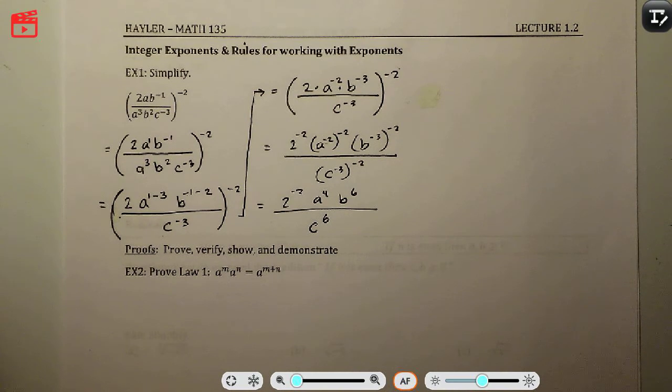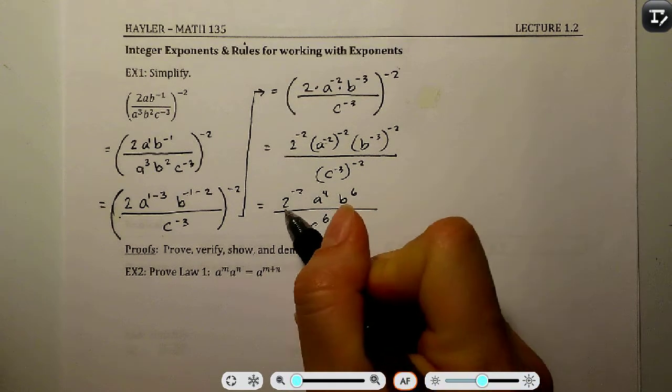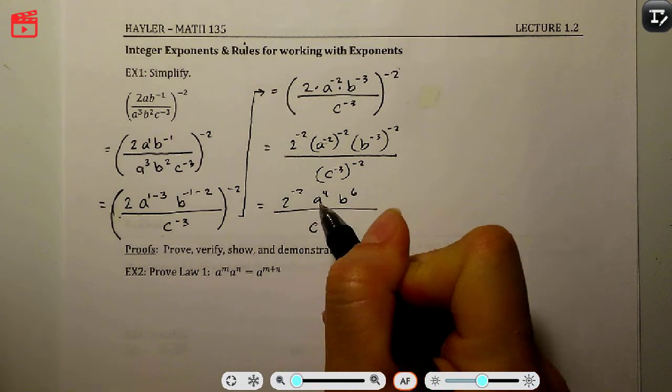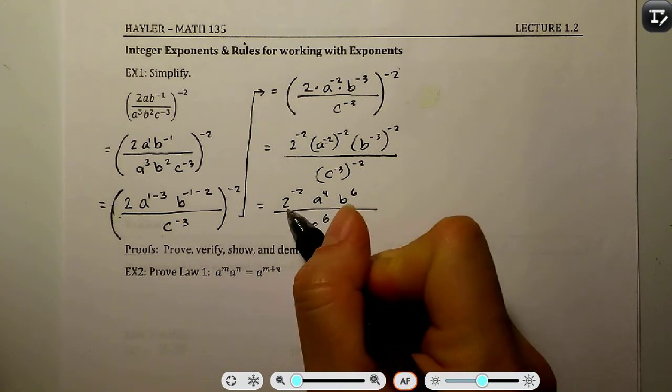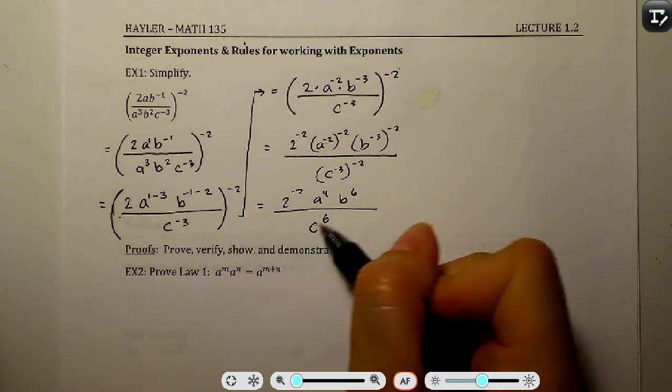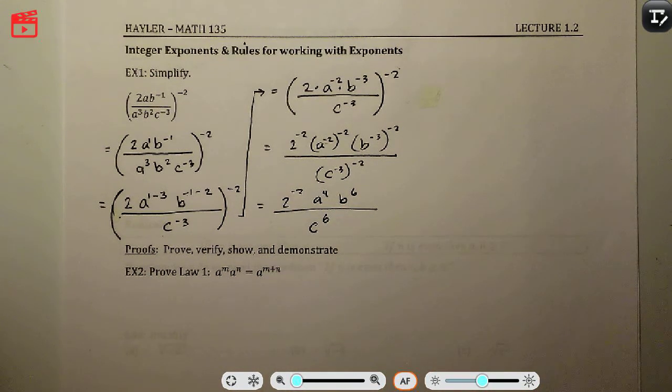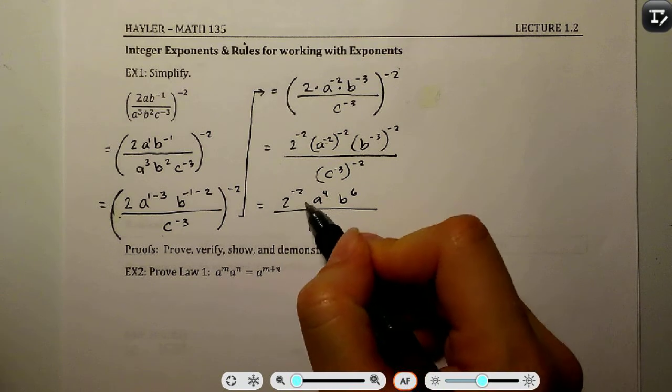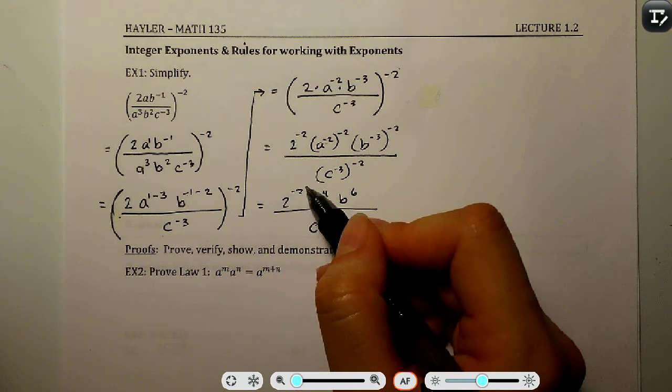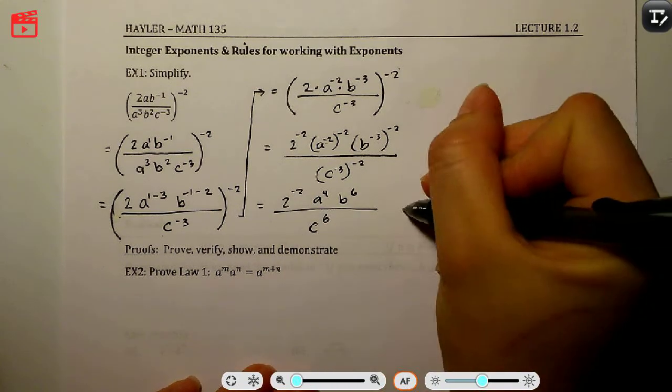Now, when we're working with exponents, once you've simplified so that there's only one of each base, so notice we only have 1 a, 1 b, 1 c, and 1 2, what you want to do is make sure that there are no negative exponents hanging around. So I see this negative exponent here with a 2, so I'm going to use the reciprocal rule and bring it into the denominator.